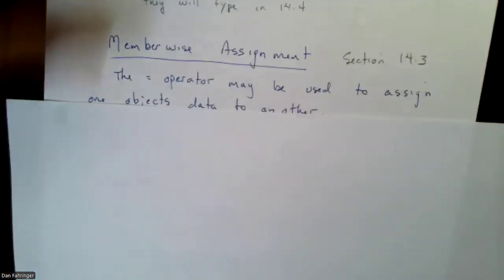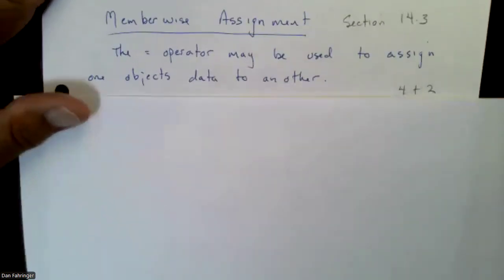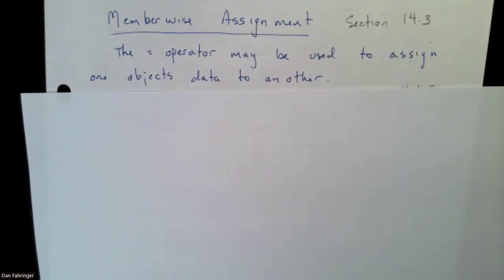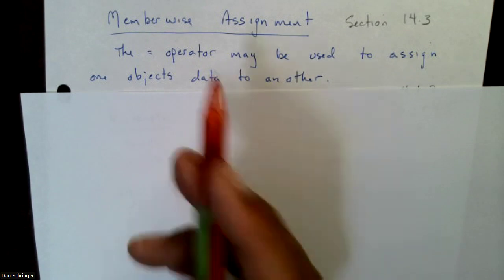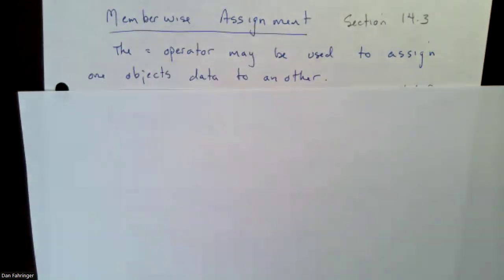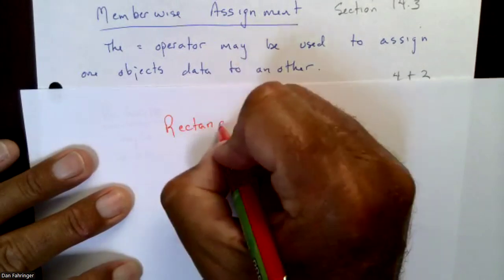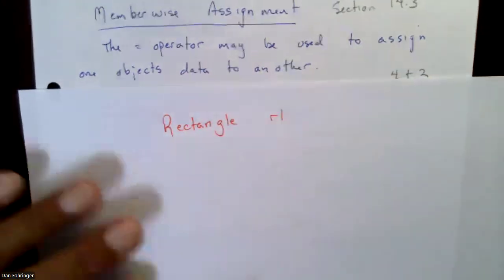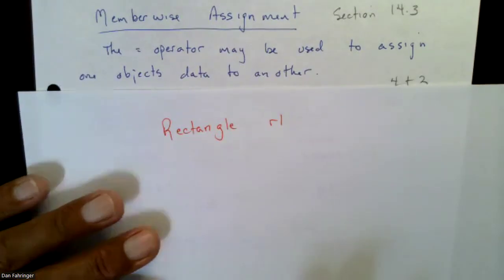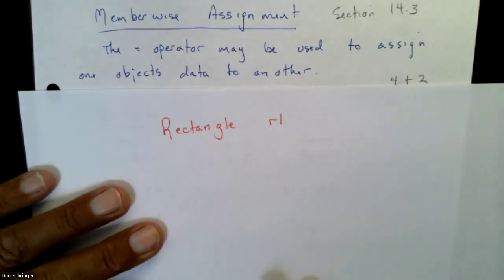Let's see. Section 14.3. It's kind of weird that it starts simple, but we're going to talk about the assignment operator. The assignment operator is this equals. If I created a variable rectangle, and I created the variable R1, rectangle is this mother class of ours. It's just great to use.